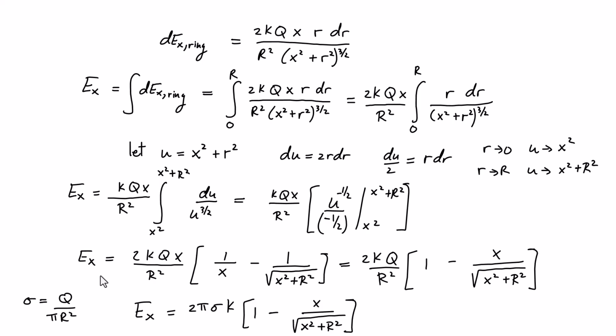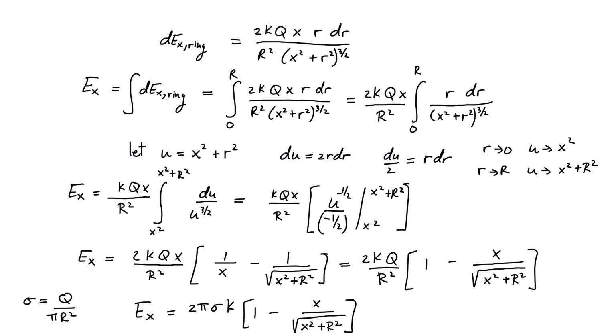So remember that if you wanted to, you can also write this in terms of the charge density of the disk. The charge density was Q over pi r squared. So this expression can also be written in terms of that sigma value, again getting rid of the charge by using the surface charge density here. So here's the final expression for the disk.